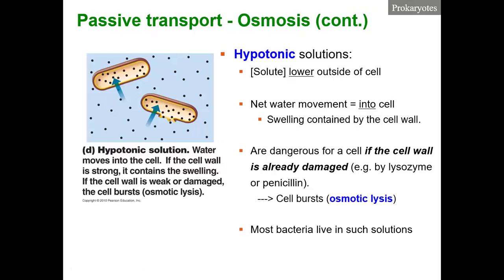If the cell membrane cannot expand further, there's no more room for water outside the cell to move inside the cell. So if water tries to move in, there's no room for it, so it cannot move inside the cell. And that will protect the cell from osmotic lysis. And that's what the cell wall does, protect the bacteria cell from osmotic lysis.